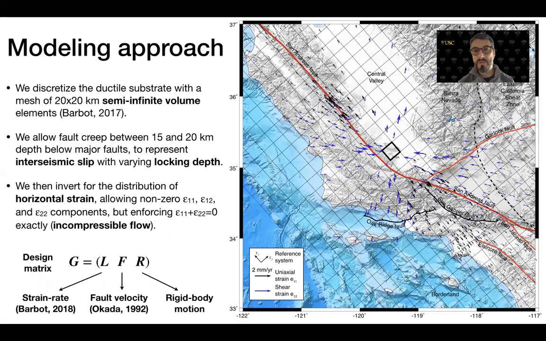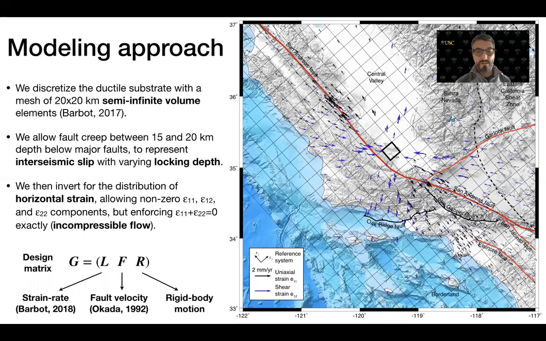Horizontal flow can be caused by uniaxial shear in 2 different directions, the epsilon 1,1 and 2,2 components of strain rate, and also the shear component epsilon 1,2. But assuming that the flow is incompressible and horizontal implies that the uniaxial strain components are equal and opposite. So this gives rise to only 2 degrees of freedom per volume element.